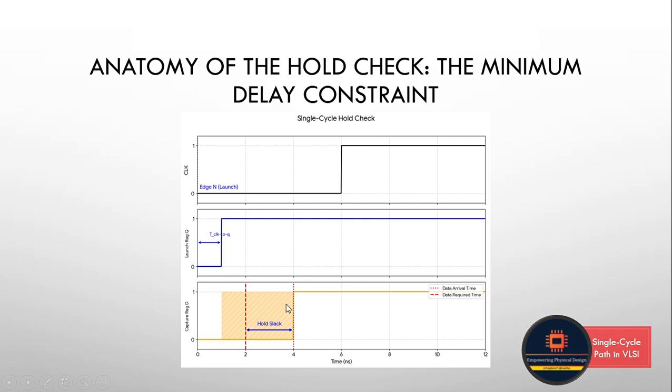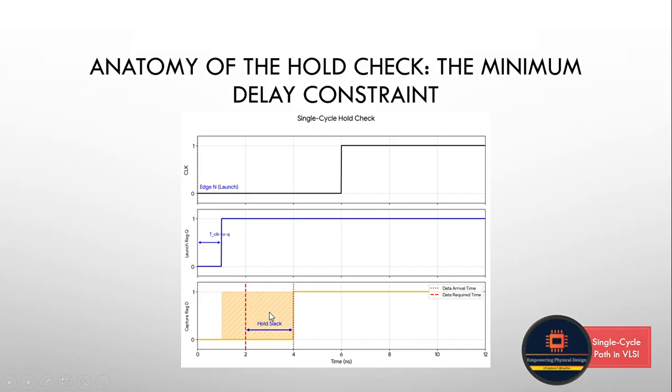So this is basically the arrival time, and this red dotted line is the required time. As we said, for hold, arrival time should be more than the required time. To pass the timing check, this new data must not arrive too quickly. The destination register needs a tiny bit of time to save the old data safely. That requirement is marked by the dashed line. So it should come in between.